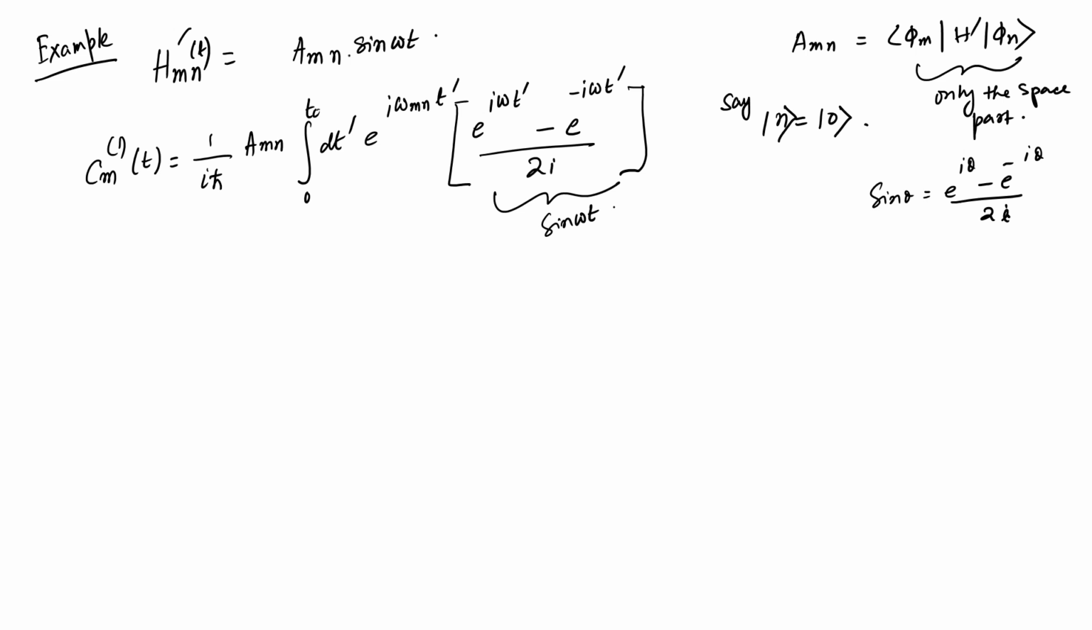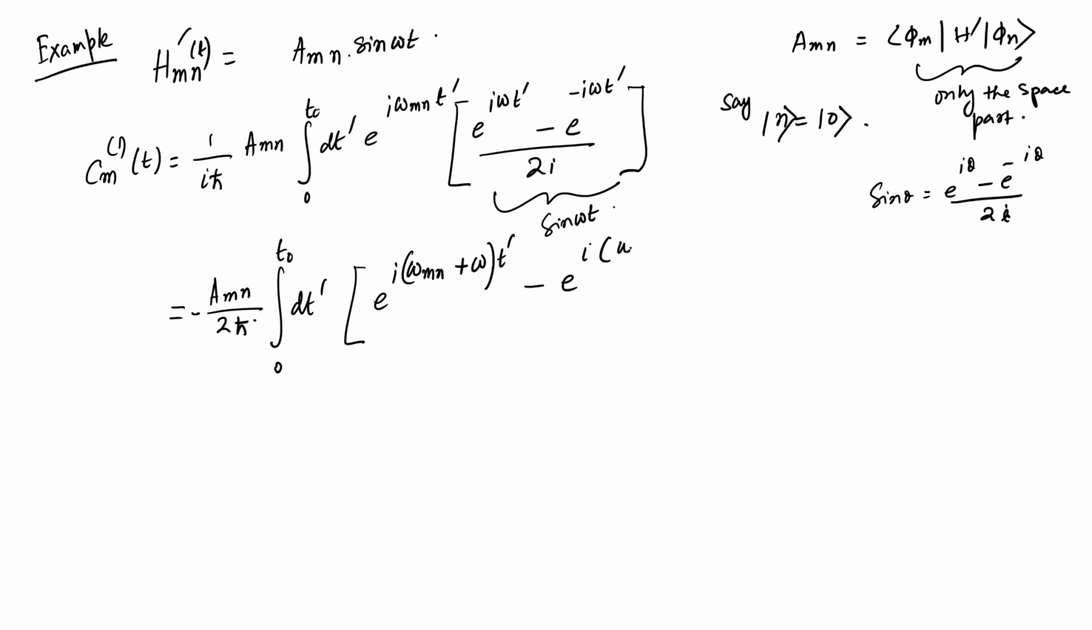Anyway, so that is the thing that you have, and when you do this integral, you have a mn with minus 2 h-cross, and then you have the integral from 0 to t0, dt prime, and we have exponential i (omega plus omega mn) t prime minus exponential i, well, I mean this can be written in the reverse way such that there is a symmetry, and this is like omega mn minus omega and so on.